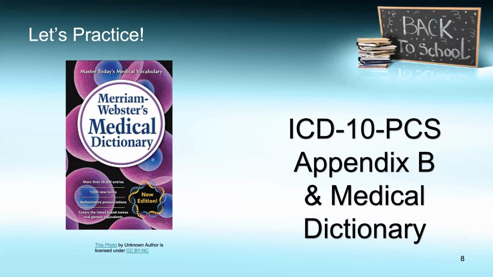So have your code book handy, and you're going to be using mostly Appendix B for this, because that's where you're going to find your root operation definitions. And then, like I said, if you have a medical dictionary handy, use that as well. Feel free to pause and try to look these things up on your own and figure out what the appropriate root operation will end up being. And then press play, resume again, and then we'll discuss what the answers are.